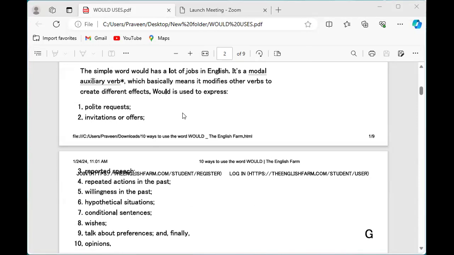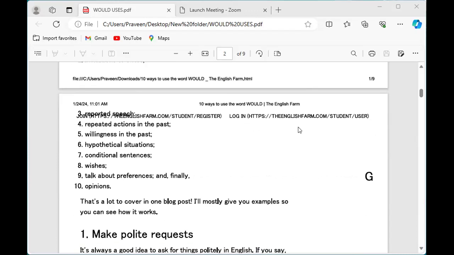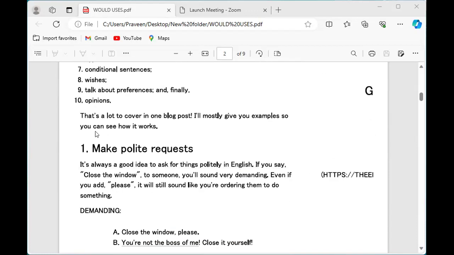Would is used to express polite requests, invitations, or offers. We use would to politely request someone, and for invitations, offers, and reported speech. Also repeated actions in the past, willingness in the past, hypothetical situations, conditional sentences, wishes, talking about preferences, and finally, last one, opinions. That is a lot to cover.